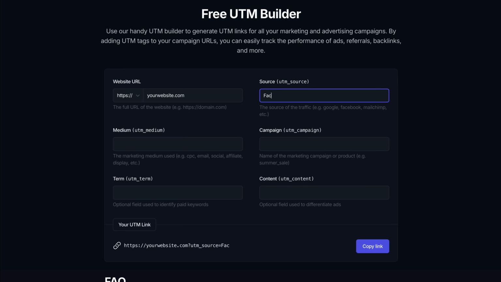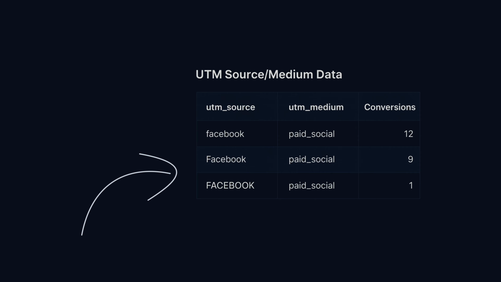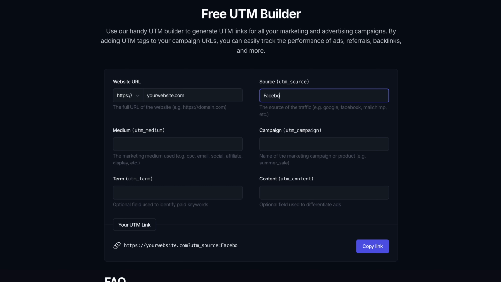Mistake number 2 is mixing uppercase and lowercase. Since analytics platforms are case sensitive, uppercase variations will be tracked separately, which can skew your data. Always use lowercase for all UTM parameters to keep your data consistent.